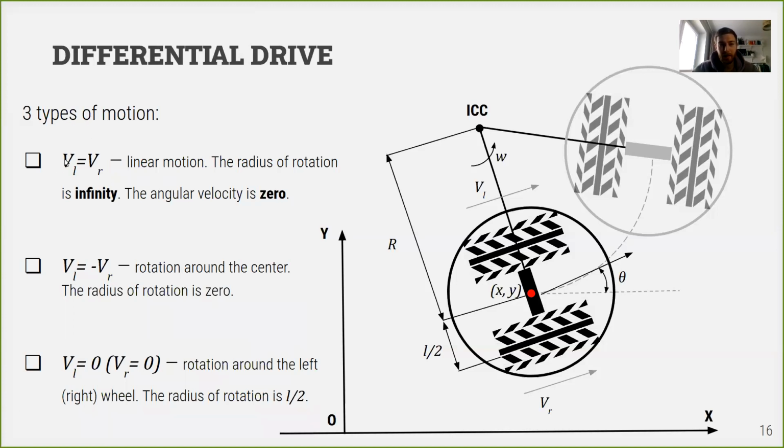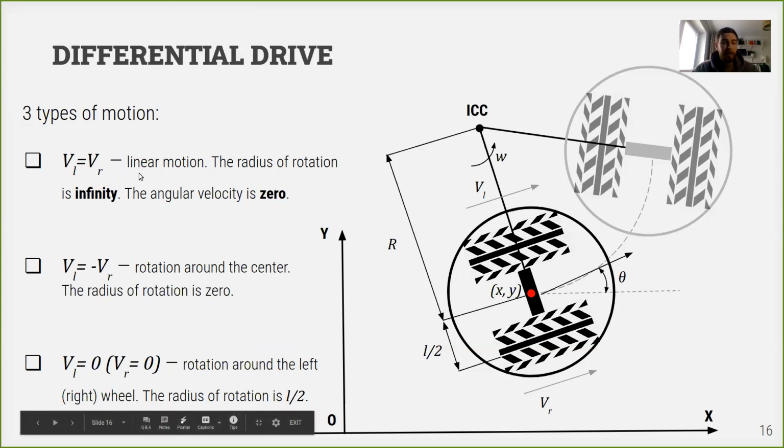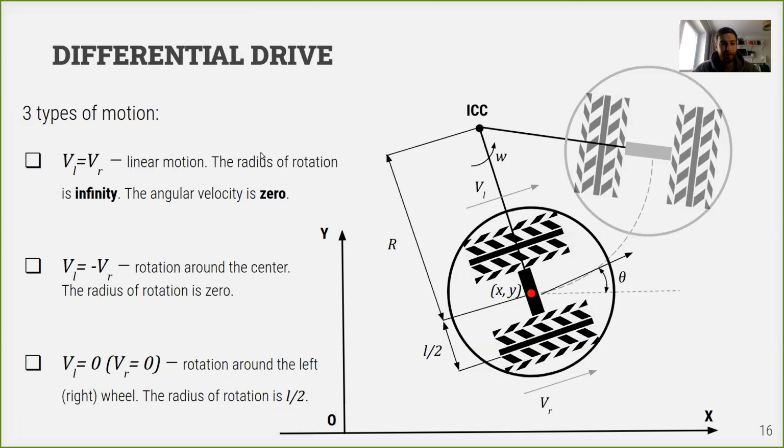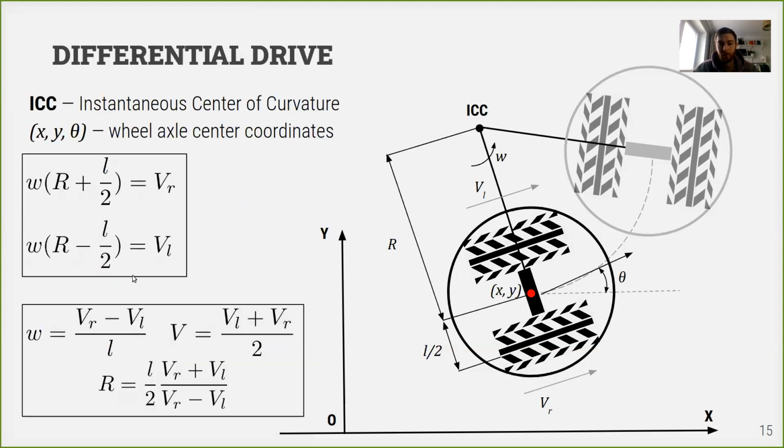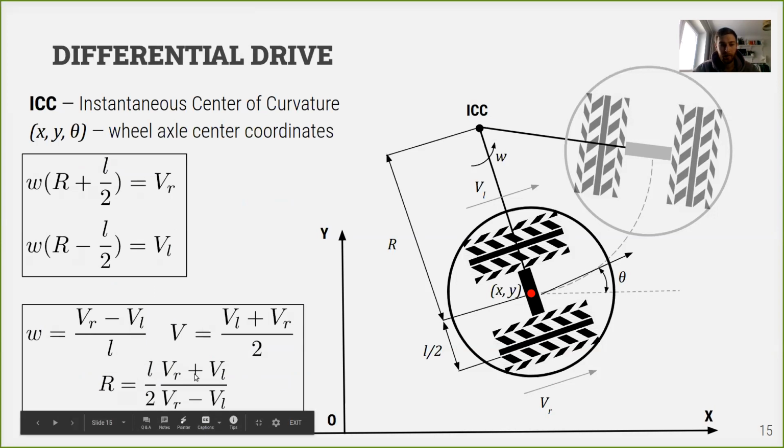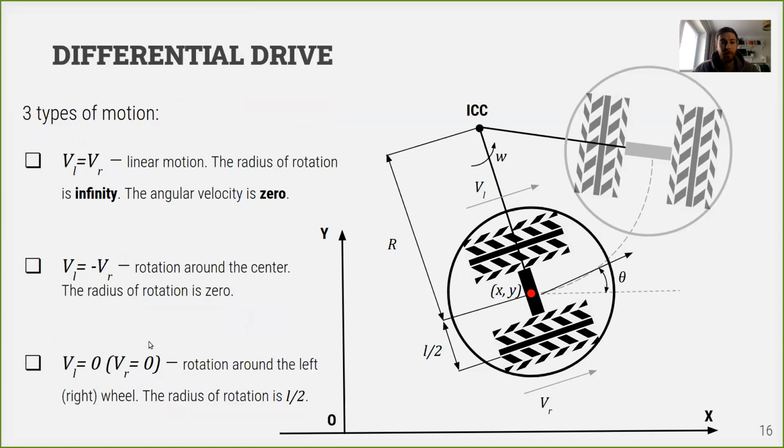If we have our speeds equal, so the velocity of the left and right wheel are equal, we will get just a linear motion. The radius of rotation is infinity, and angular velocity is 0, according to these equations. So if two speeds are equal, we will have 0 in the denominator, and the radius will be infinity, and here we will have 0 in the numerator, and angular velocity will be equal to 0. So the robot will move just straight, which is quite obvious. If we have equal velocities of our wheels, the robot just moves straight.